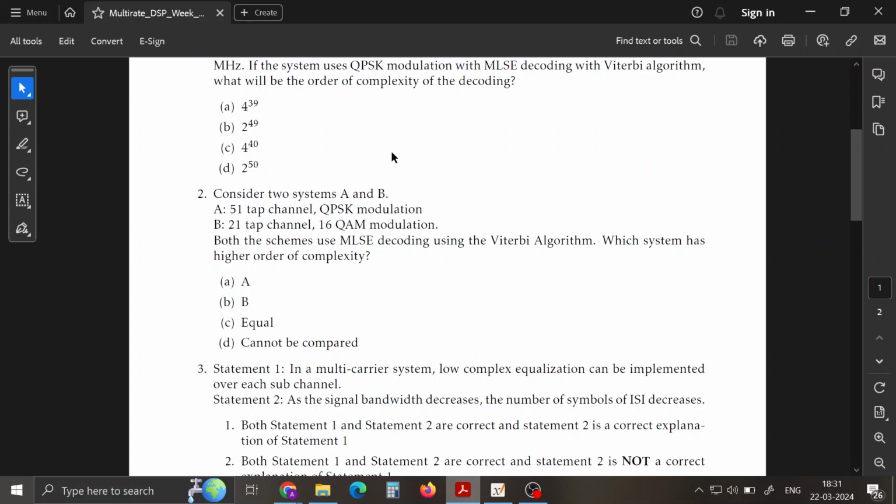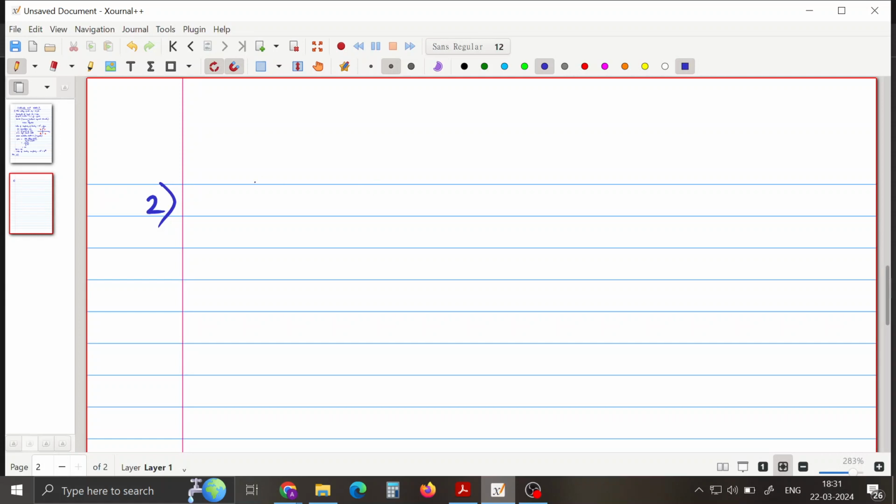It is also mentioned that both these schemes use the same decoding algorithm, which was used in the previous question as well. Both these schemes use the MLSE decoding, and now you have to compare these two systems and tell which system has the higher order of complexity. So it's again a question on the order of complexity. We have to basically do the comparison. Pretty simple.